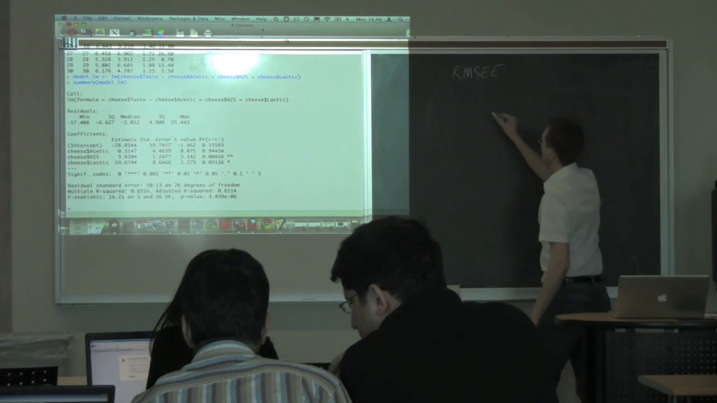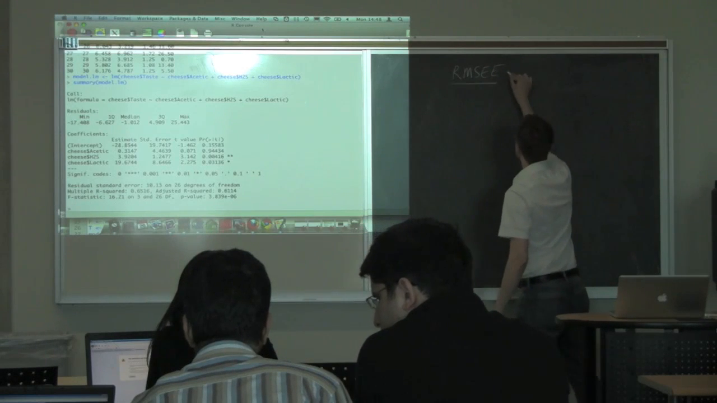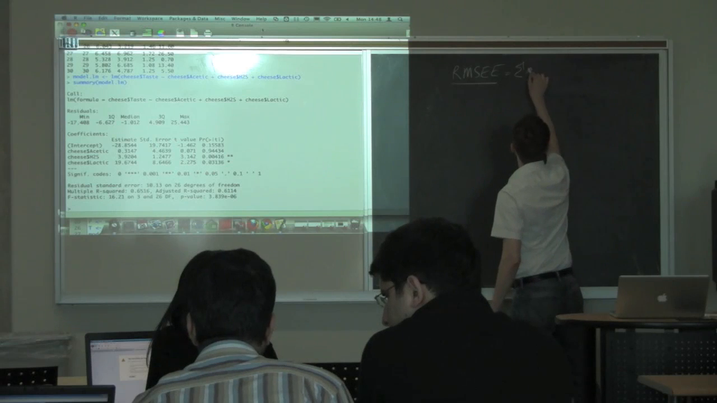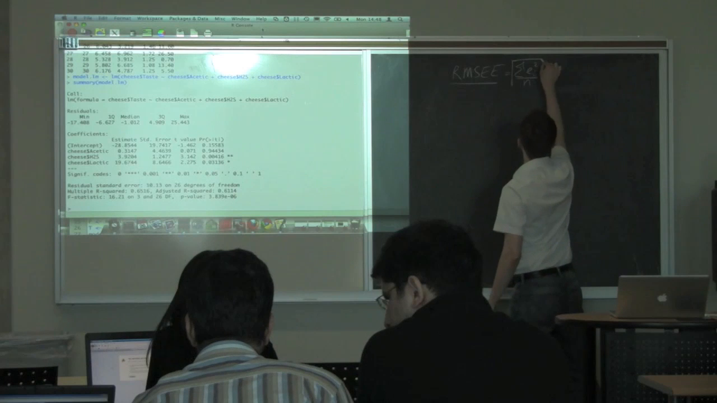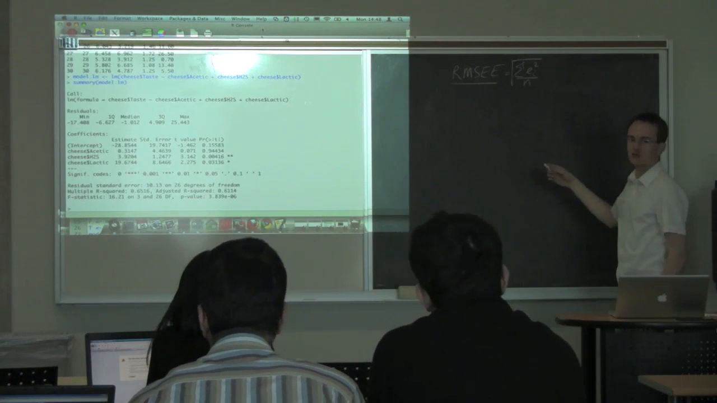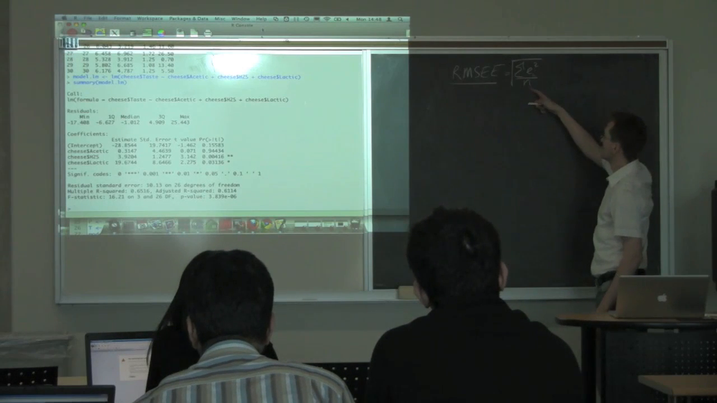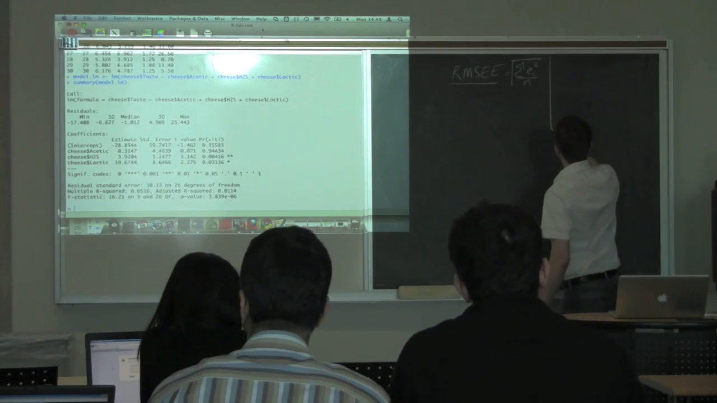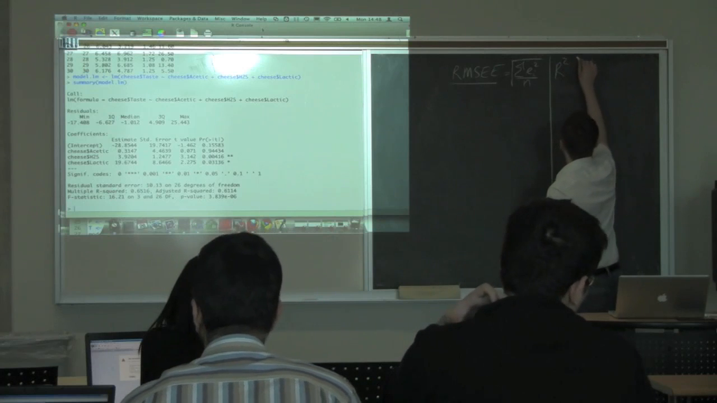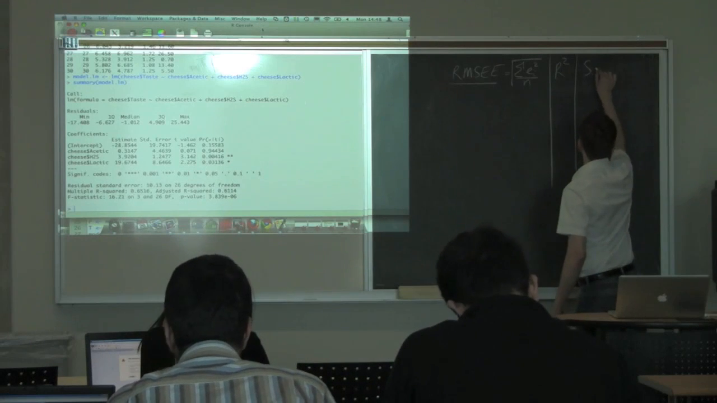We're gonna keep track of the root mean squared error of estimation. That's equal to the sum of squares of the errors divided by n. That's sort of like your average error. You take your errors, square them, take the average of the squares, and then square root it. We'll record R squared and we'll record the standard error.